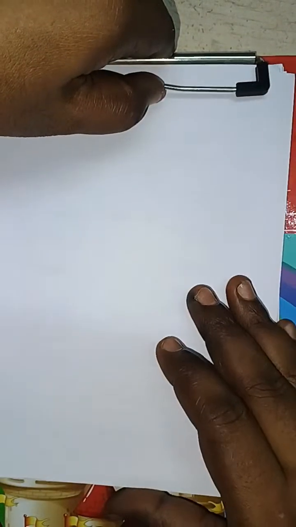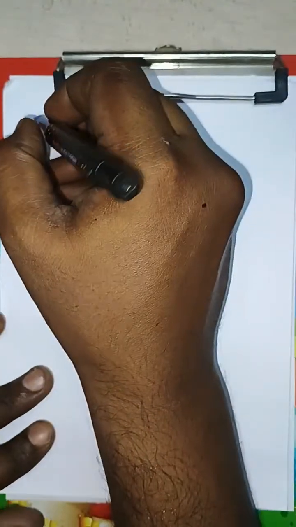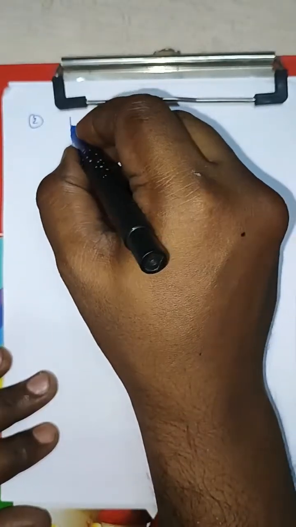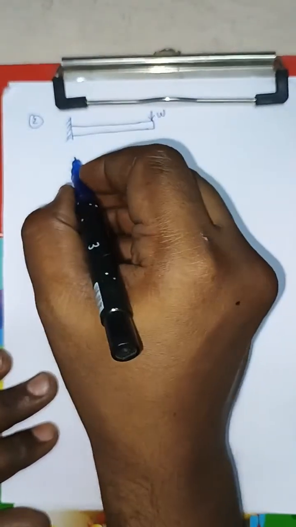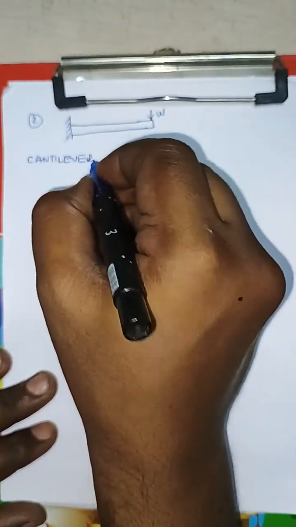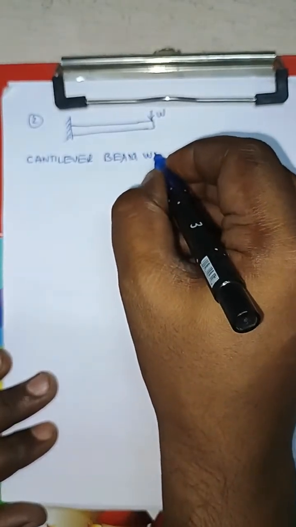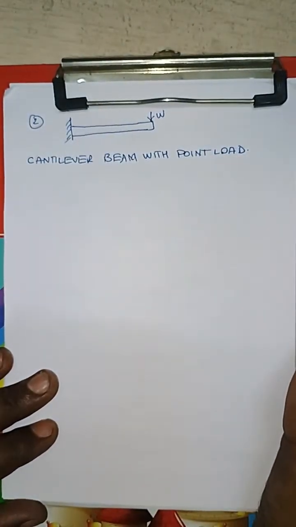Let's solve one more problem. The second problem that we are going to solve is a cantilever beam with point load W. Cantilever beam with point load.